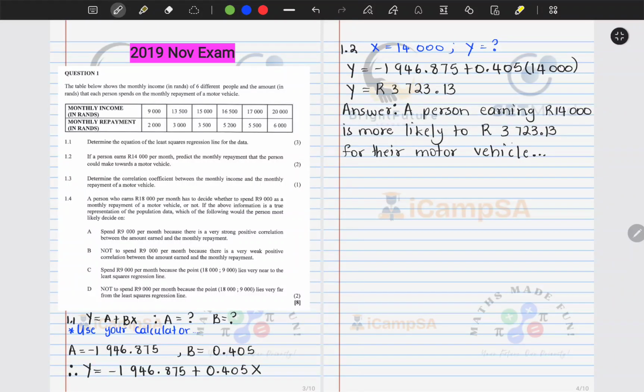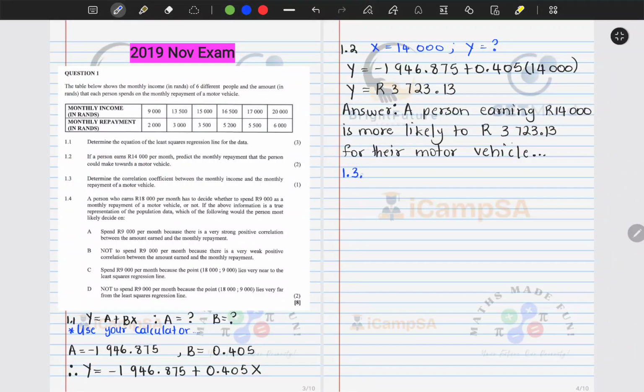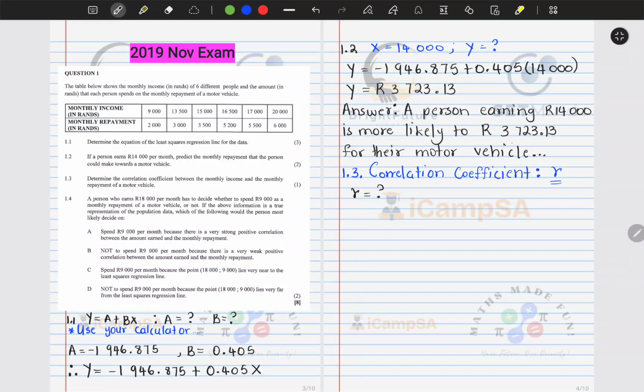Right, so let's go to 1.3 then. In 1.3 we are told to determine the correlation coefficient between the monthly income and the monthly repayment of a motor vehicle. So what we are looking for is what we call the correlation coefficient, which is indicated by R. Essentially, the question is, what is R equal to?